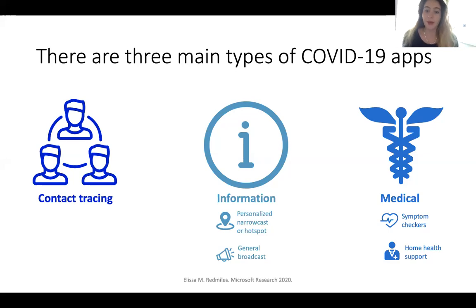So these are things that might provide personalized broadcast information or information about coronavirus hotspots, as well as general broadcast apps that just provide information without personalization. And finally, there are apps that have been developed that are symptom checkers or provide home health support or sort of surveillance for people who are at risk or who have been diagnosed with COVID. But for today's presentation, I'm going to primarily focus on adoption and UX challenges for, of course, contact tracing apps.